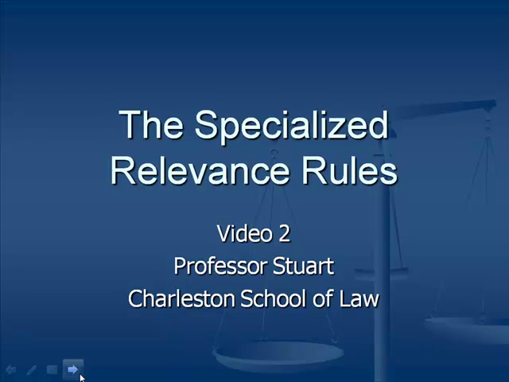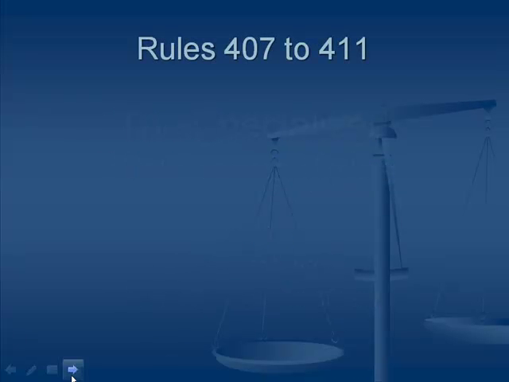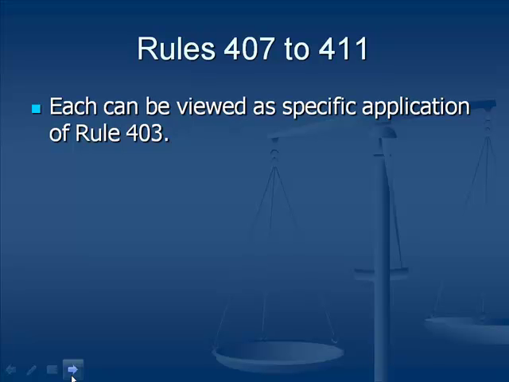This video will discuss Federal Rules of Evidence 407 through 411, the so-called Specialized Relevance Rules. Rules 407 to 411 all prohibit the introduction of evidence in specific situations. These rules are specific applications of the balancing test of Rule 403. In other words, certain types of evidence have been deemed to be unfairly prejudicial or capable of confusing the issues as a matter of law when introduced for certain purposes.